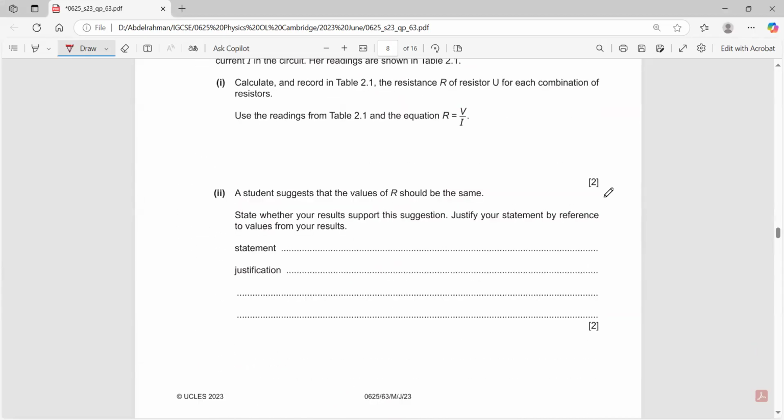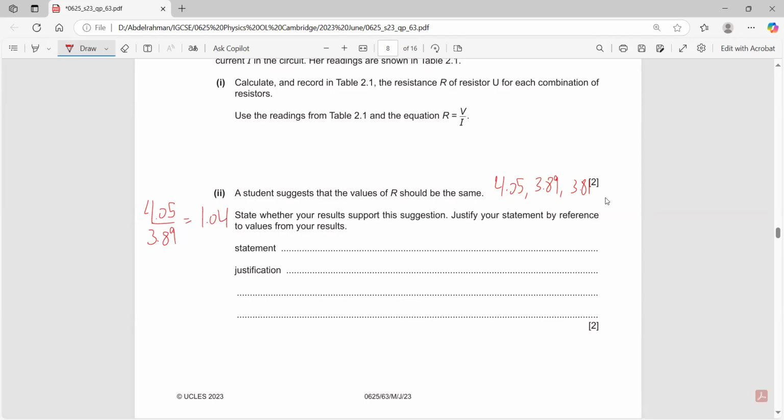Okay. This suggests that the values of R should be the same. Are these values the same? You have 4.05 and 3.89, 3.81. Are they the same value? They seem to be close. We need to determine the value using the percentage error, using the division method. 4.05 divided by 3.89. Okay, 0.05 divided by 3.89. This is 1.04, right? So only 4% difference. Very close, yes.